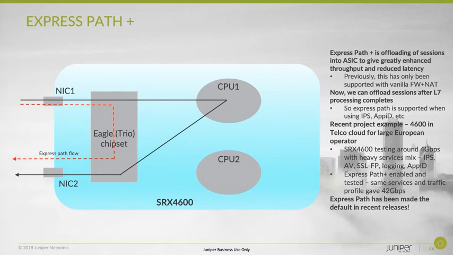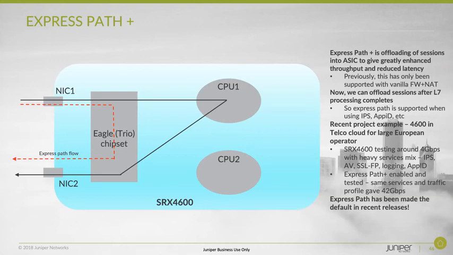And for instance, last year we had a project with a telco cloud provider in the Nordics, by the way. And what we did then, we enabled Express Path Plus on the 4600. By doing that, as you can see here in the slide, we offloaded some of the traffic from the CPUs and sent it directly into the Trio chipset. And then we went from a couple of gigabits up to 42 gigabits per second with all services turned on. This was in a POC, and we beat Fortinet, which had a similar platform. And in the end, the customer, of course, was really impressed.